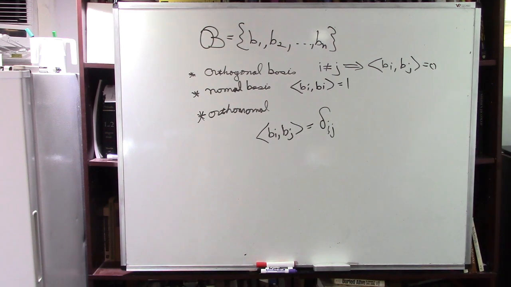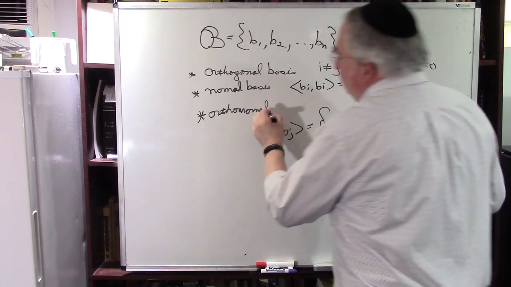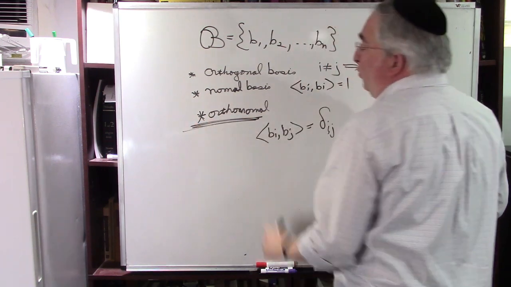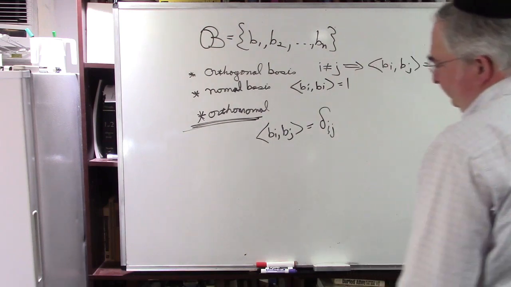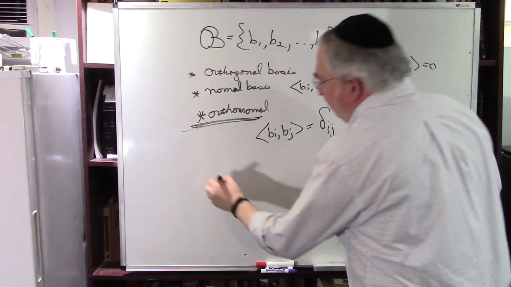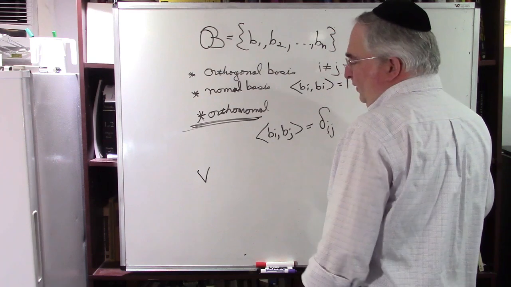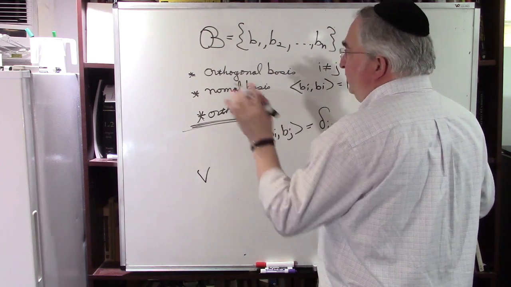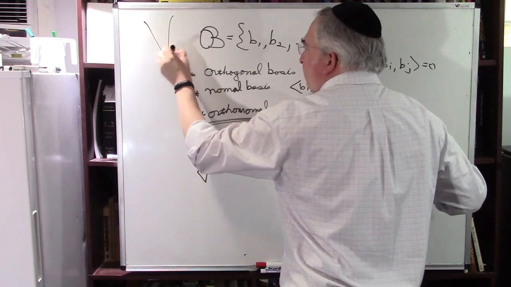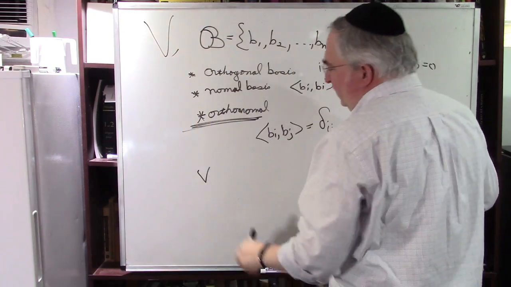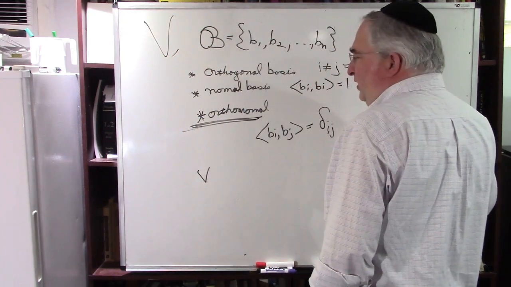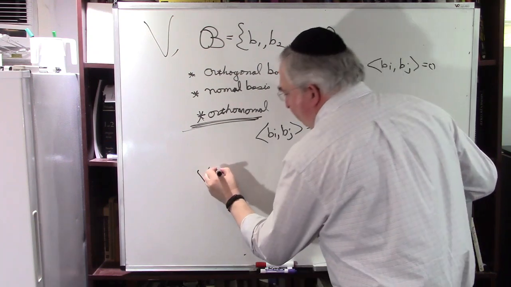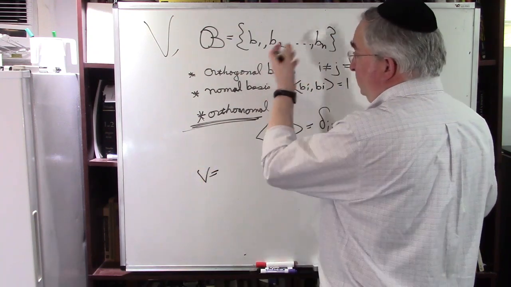Okay, so what do we want? What are we going to get out of this? Let's say we have a really nice orthonormal basis, and let's say we have a vector v in this vector space. So we have a giant vector space and we have a basis on it. One of the things we could do is write v in terms of this basis.